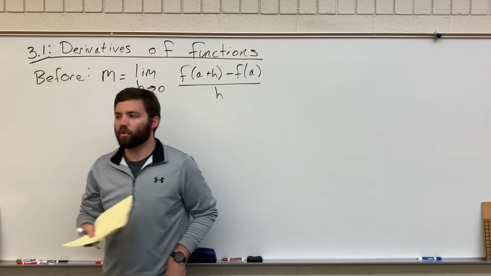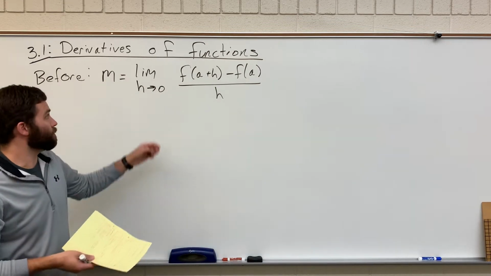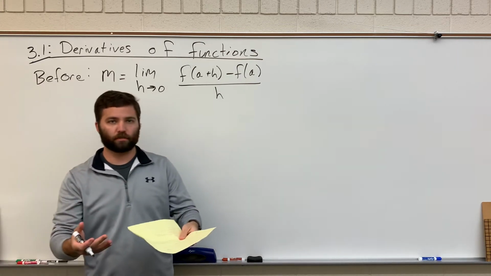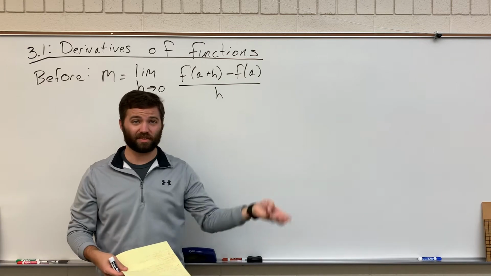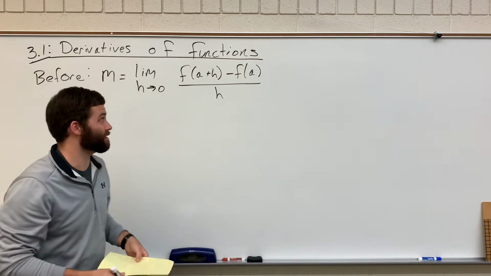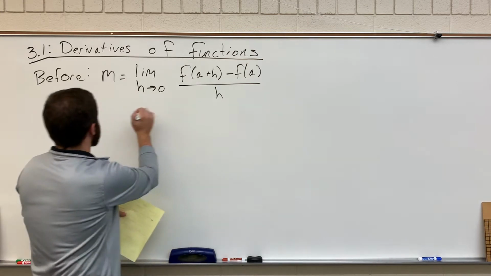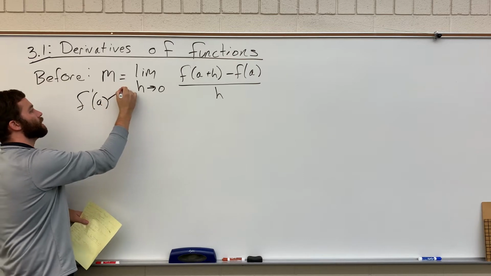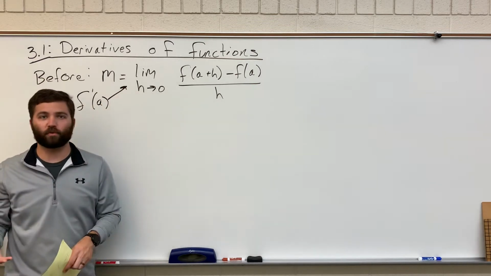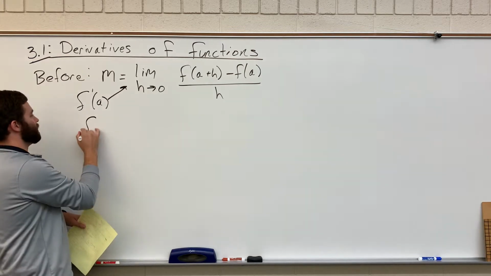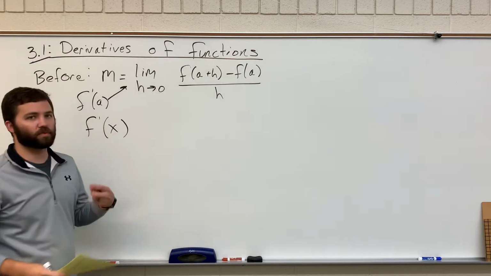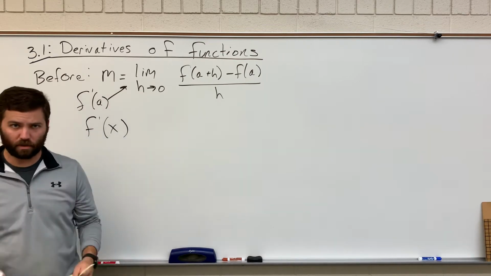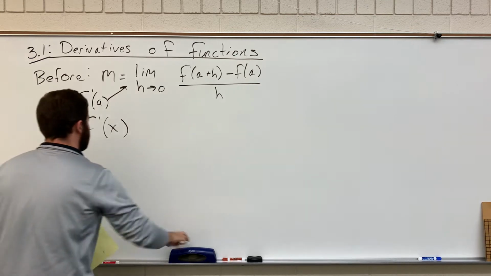In other words, wouldn't it be fantastic if instead of computing the slope of a tangent line at a particular point, we just had a function whose output was the slope at any point? Previously we said this is also equal to f prime of a. Wouldn't it be awesome if we could come up with a function, maybe something called f prime of x, whose input was whatever x value you wanted, but whose output was the slope of the tangent line at that point? And that's what we're going to work on today.